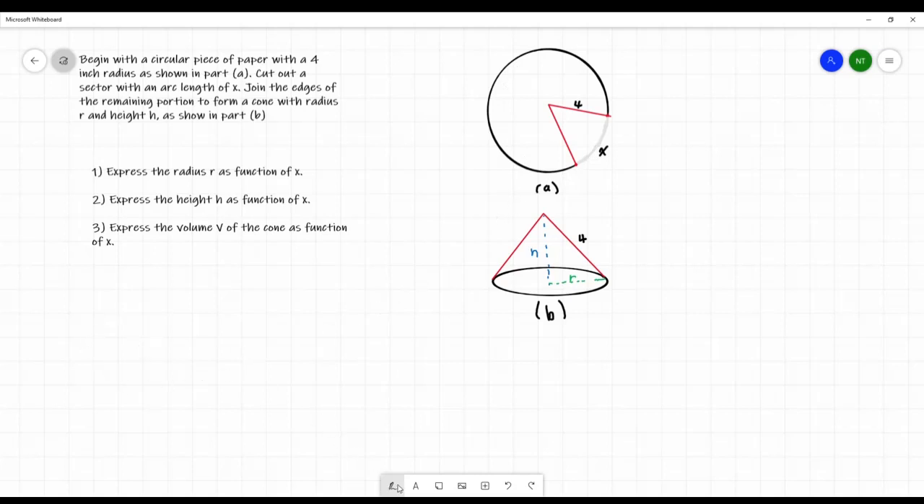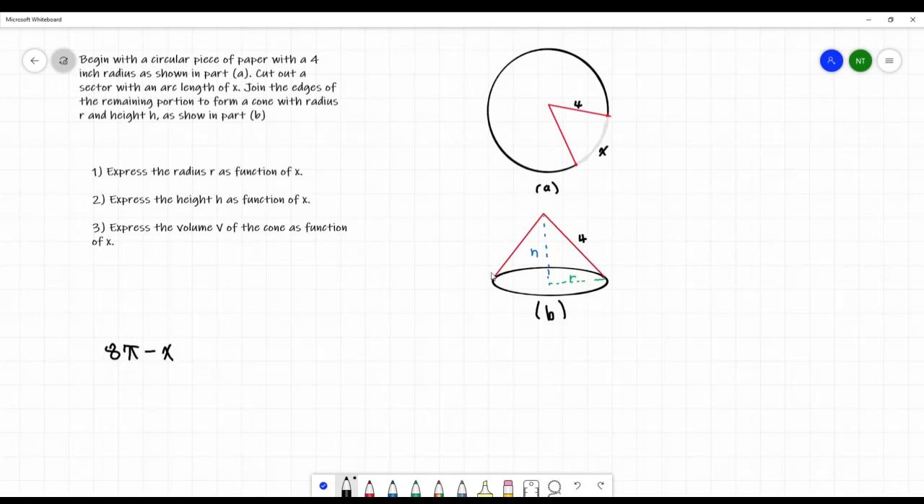So let's start by finding the circumference of this circle. The circumference of this circle is 2 pi times 4, which is the radius. So 2 pi times 4, so let me just write 8. The circumference of the big circle is 8 pi, minus x, okay? Because it's 2 pi r, and r is 4, and 4 times 2 is 8, so we have 8 pi, which is the circumference of the circle, minus x.